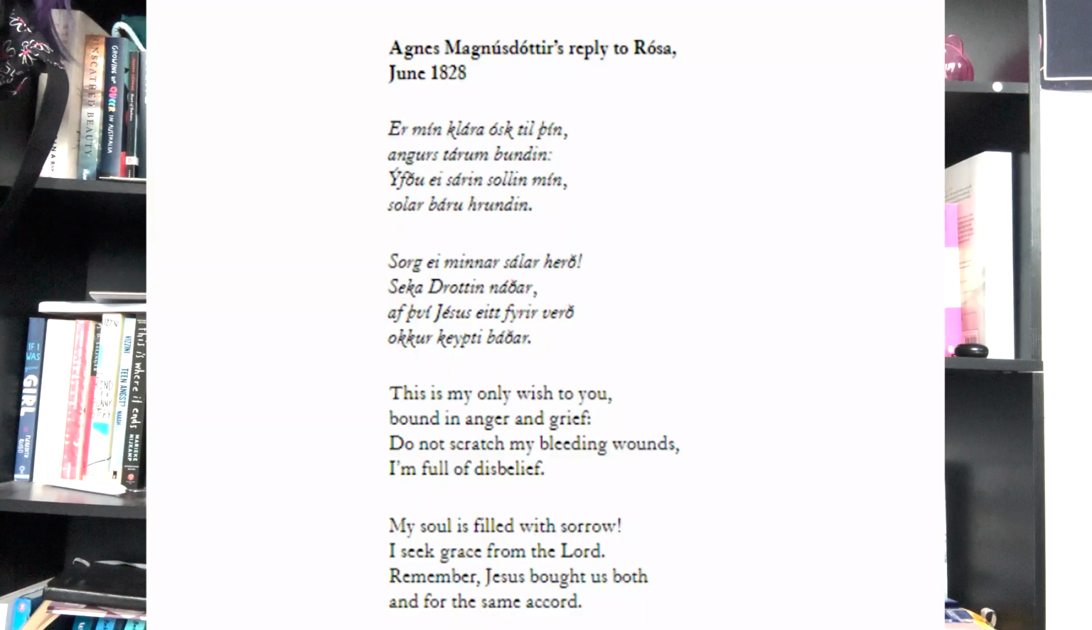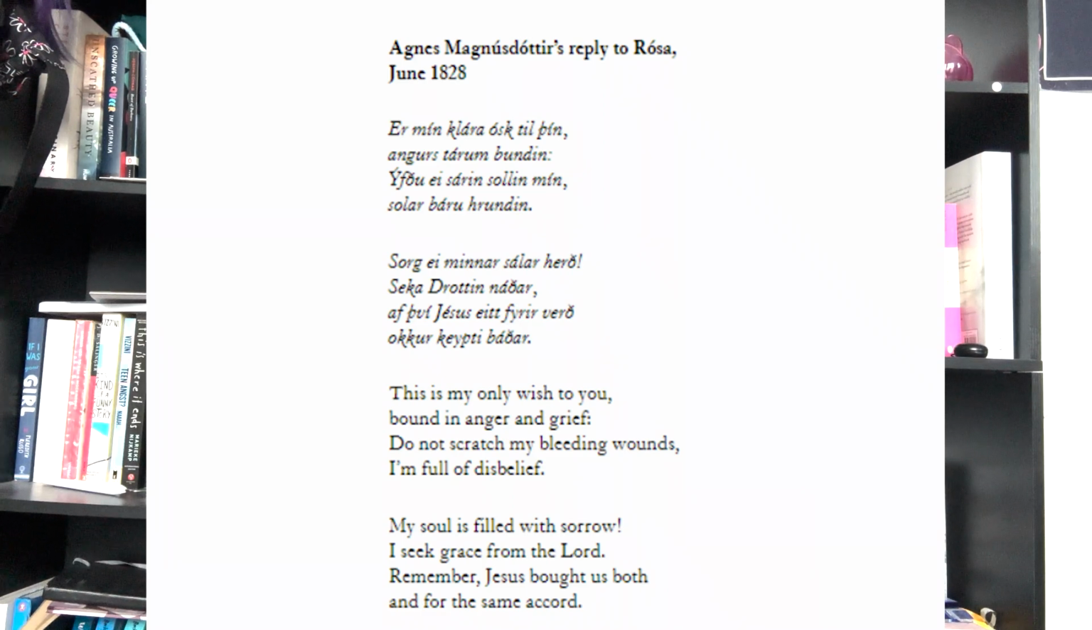"This is my only wish to you, bound in anger and grief. Do not scratch my bleeding wounds. I'm full of disbelief. My soul is filled with sorrow. I seek grace from the Lord. Remember, Jesus brought us both, and for the same accord."